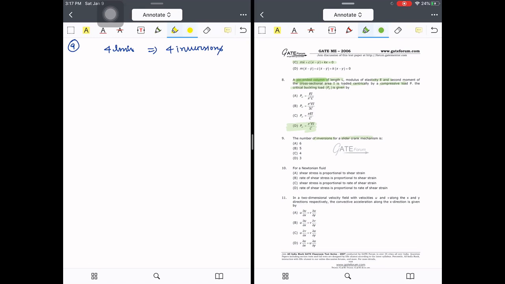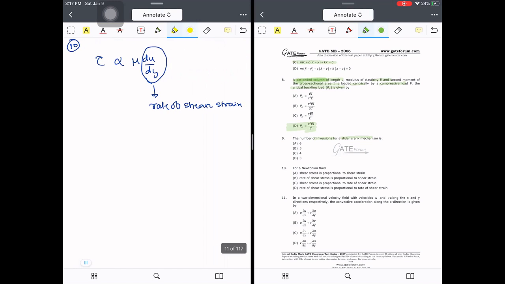Question number 9. The number of inversions of a slider crank mechanism. The number of inversions will be equal to the number of links that it has. For a slider crank mechanism, there are 4 links, so there will be 4 inversions.